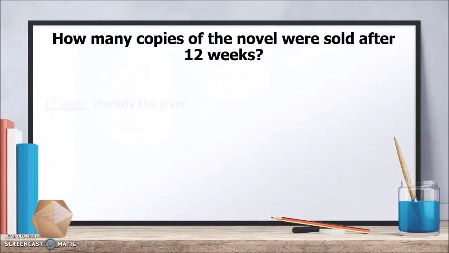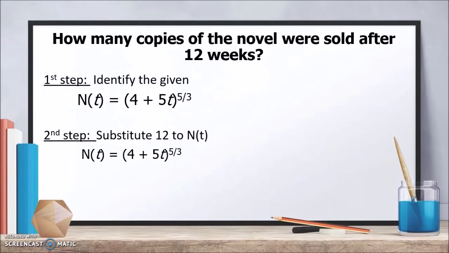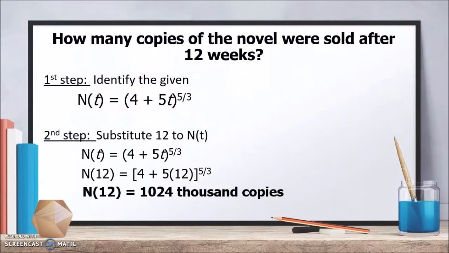So our first step is identify the given. The given is n of t equals 4 plus 5t raised to 5 over 3. Second step is substitute 12 to n of t. So n of t equals 4 plus 5t raised to 5 over 3. N of 12 equals 4 plus 5 times 12 raised to 5 over 3. N of 12 equals 1024,000 copies. So that is the answer. Now we know that the number of copies sold after 12 weeks is 1024,000 copies.